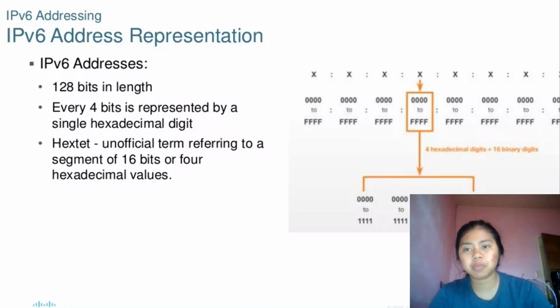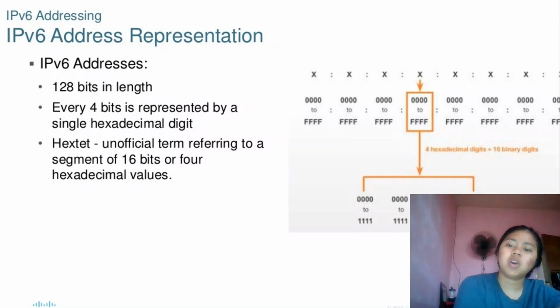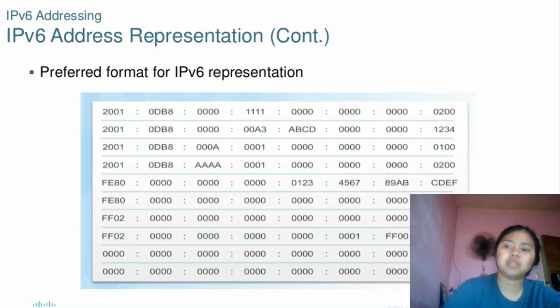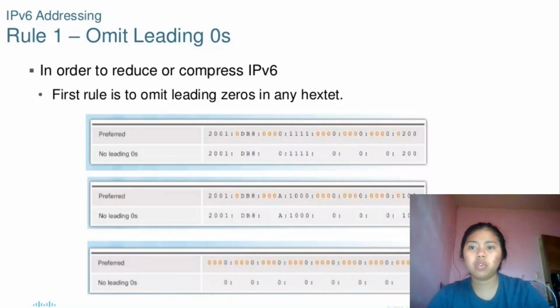IPv6 address representation. IPv6 addresses are 128 bits in length. Every 4 bits is represented by a single hexadecimal digit. Hextet is an unofficial term referring to a segment of 16 bits or 4 hexadecimal values. IPv6 address representation, Rule 1: omit leading zeros.